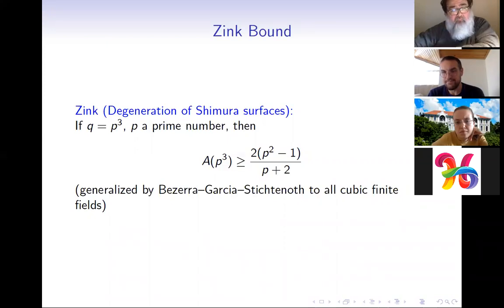Okay. So, thank you very much. If A(q) is really equal to the Drinfeld-Vladut constant, does it have very strong consequences in either theoretical results or practical results?